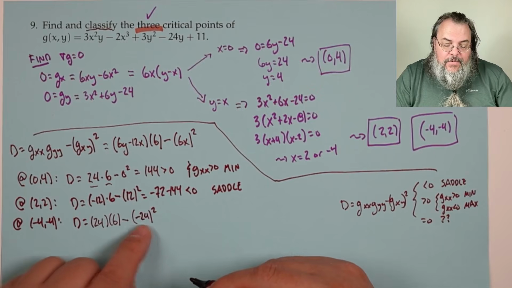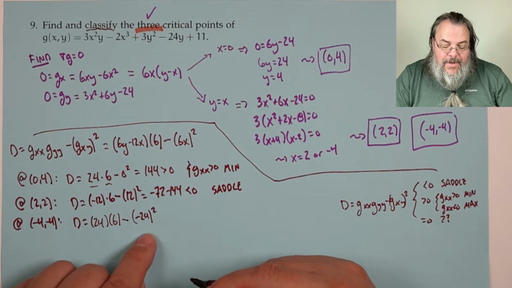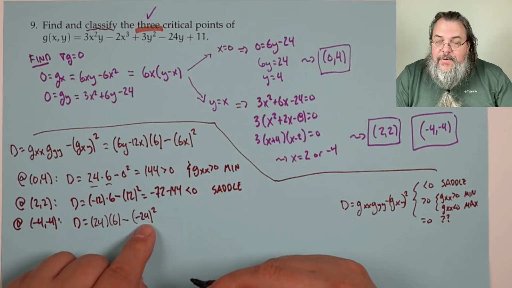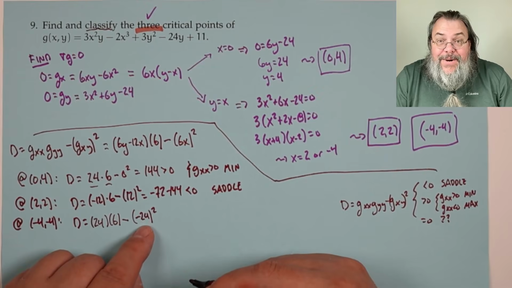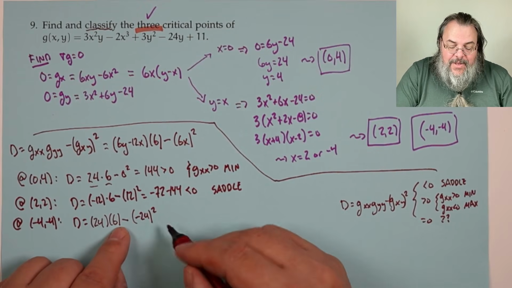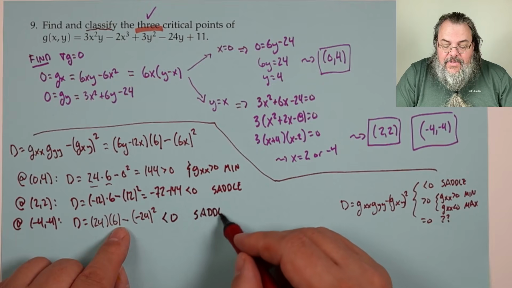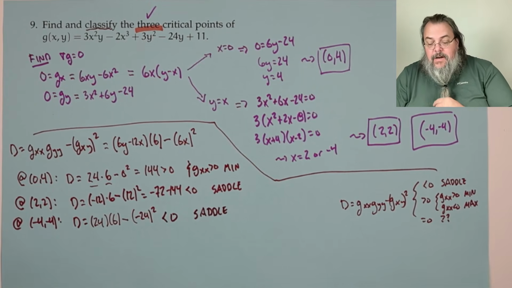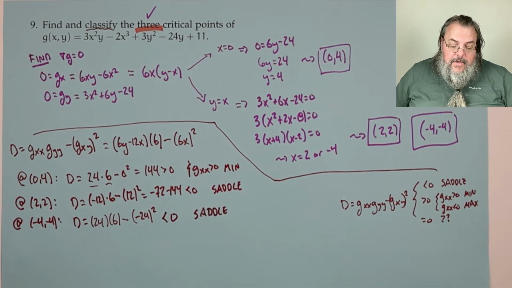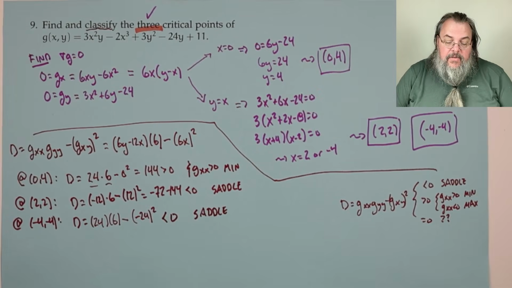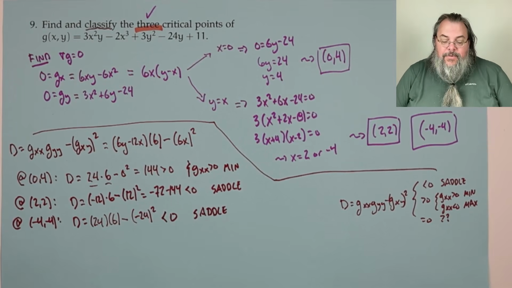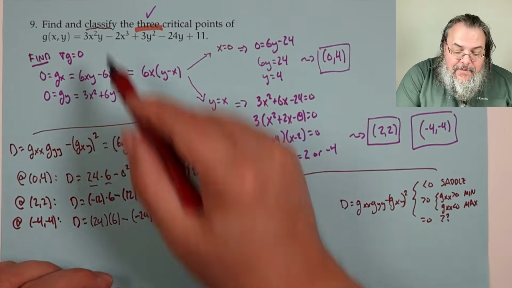But I don't need to remember that. All I have to say is which one's bigger. And I say, well, 24 times 6 versus 24 times 24. The 24 times 24 is bigger. And I'm subtracting the bigger thing. This is negative. So, also a saddle. All right. Good. You might say, what's good about it? Well, what's good is we've done the classifying.